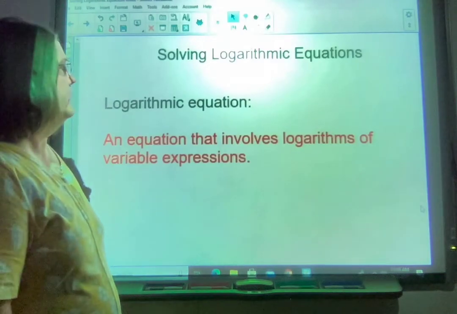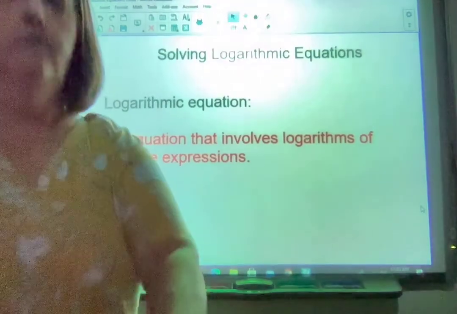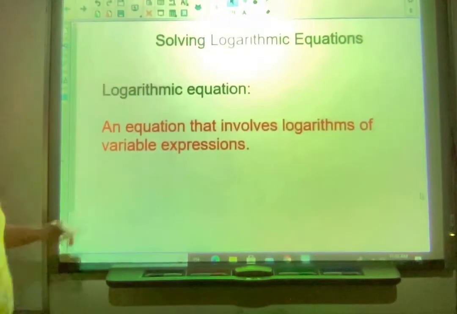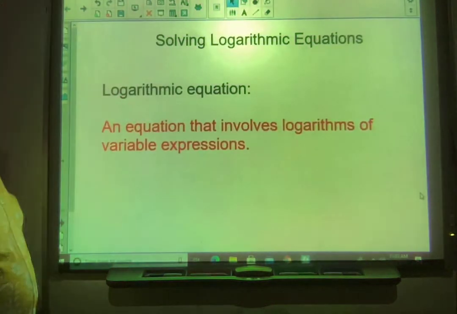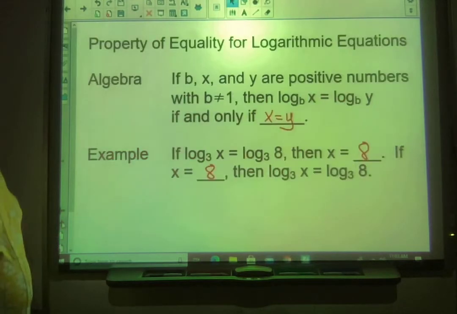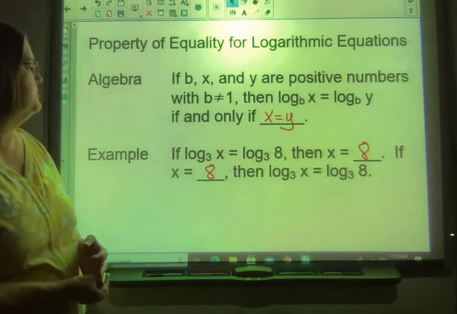Now we're solving logarithmic equations, and we're going to look at how to handle those. A logarithmic equation is just an equation that involves logarithms of variable expressions. All right, now here's our property of equality for logarithmic equations in algebra.